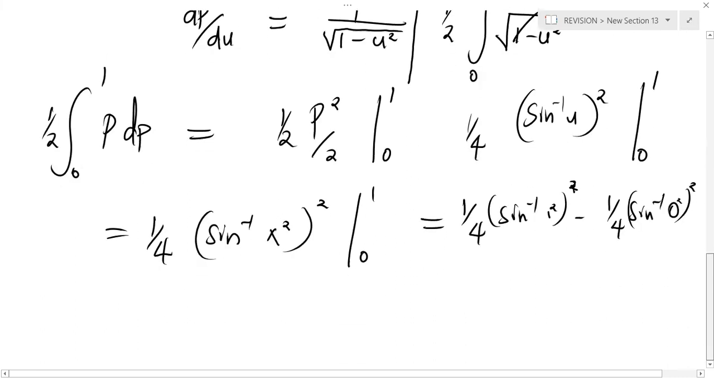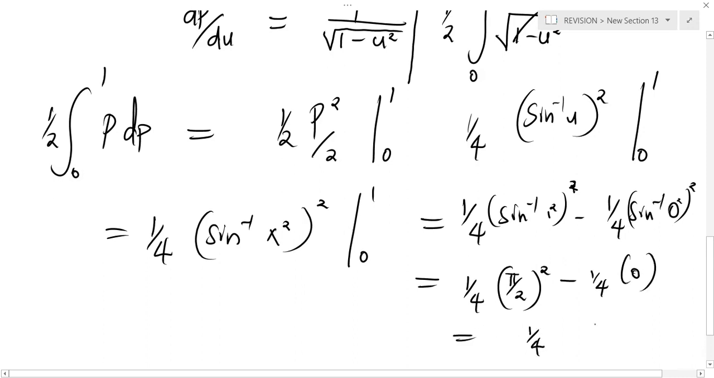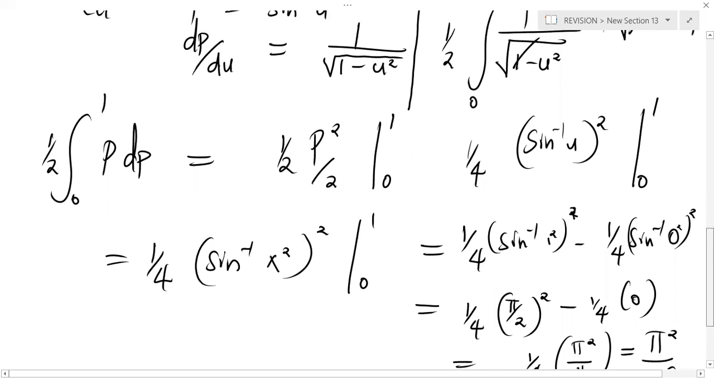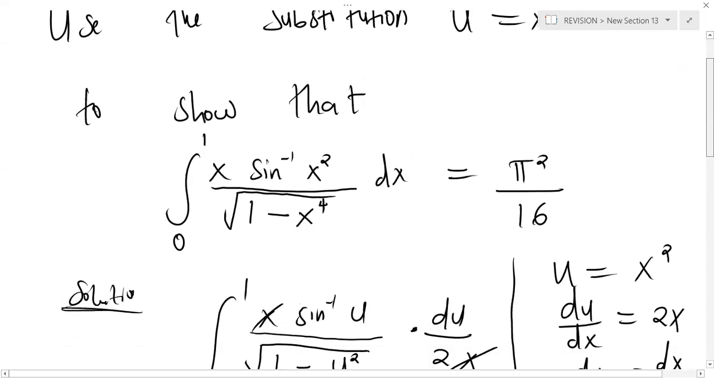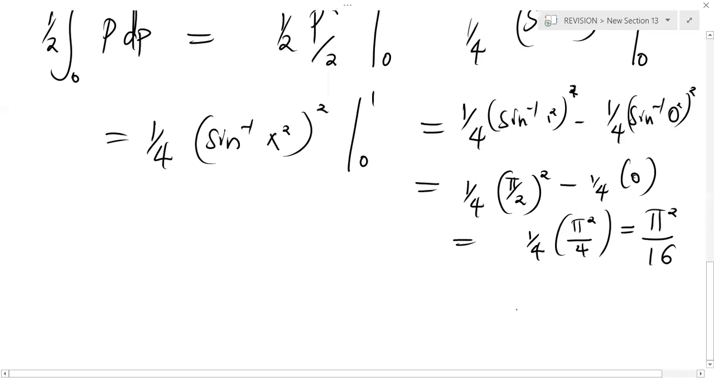So evaluating that, what do we have? What is sine inverse of 1 squared? Now sine inverse of 1, if you do it on the calculator, you'll get that it is 90 degrees. So I can write it as a quarter sine inverse of 1 squared, that is 90 degrees, which is the same as pi over 2, and this is further squared, minus a quarter sine inverse of 0, which is 0. So this gives me a quarter, and then pi squared over 4. So this gives me pi squared over 16. And we've been told to show that the integral of that is equal to pi squared over 16. So that's how we go about it.